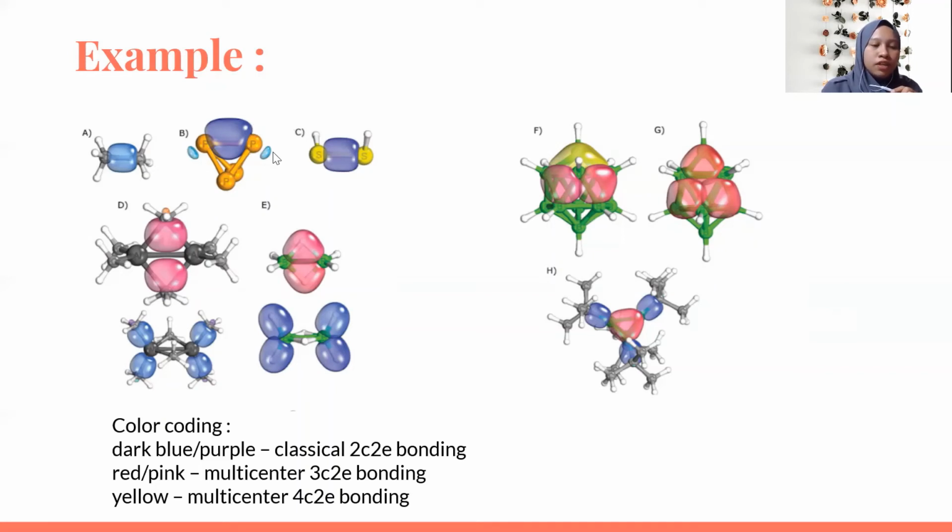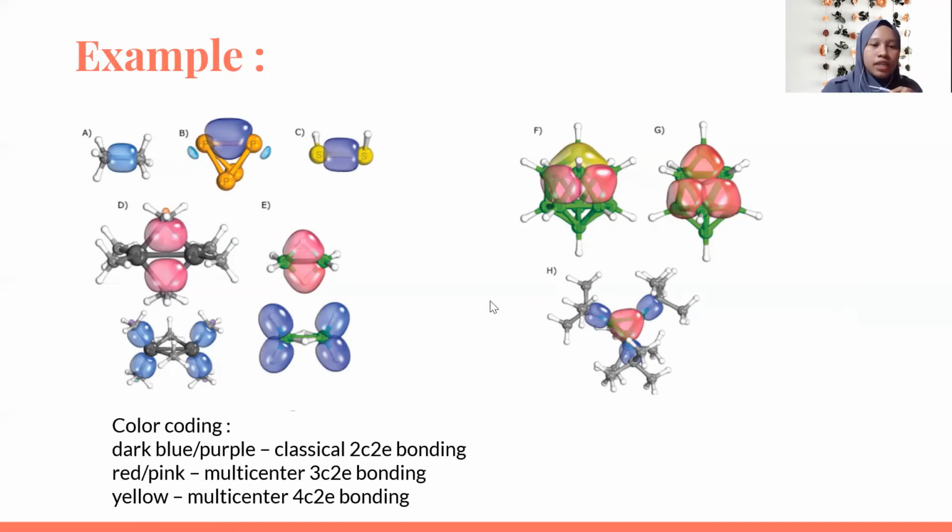So we move on with the multi-center 3-center 2-electron bonding, as we can see in structures D, E, F, G, and also H. As you can see here, the 3 centers are connected with 2-electron bonding. So in this structure E, 3-center 1, 2, 3 are connected with 2 electrons.